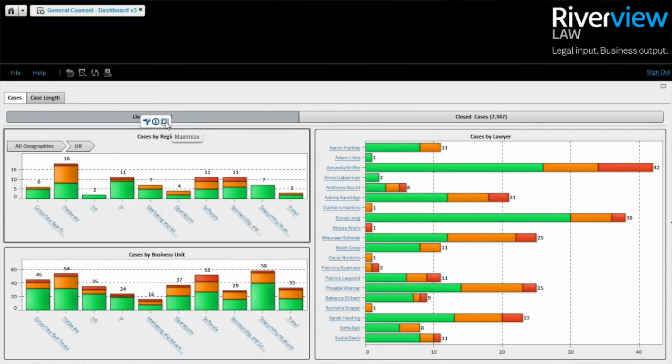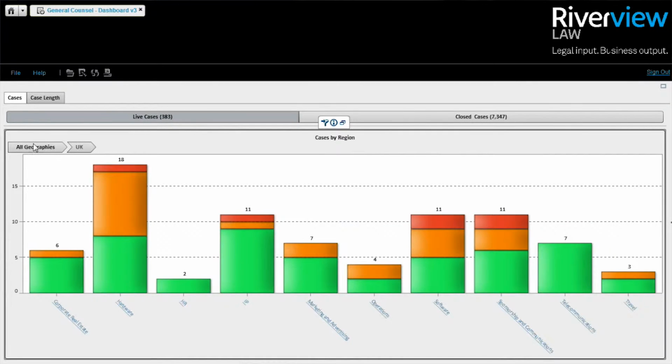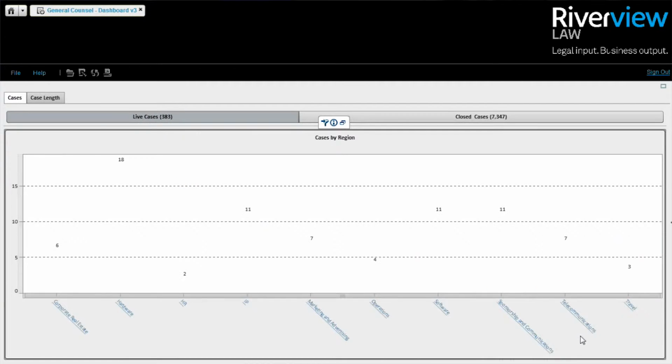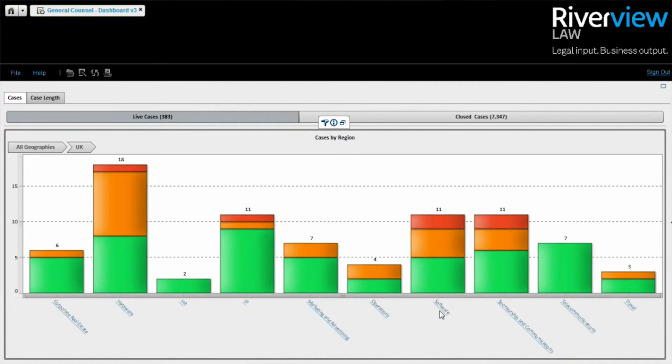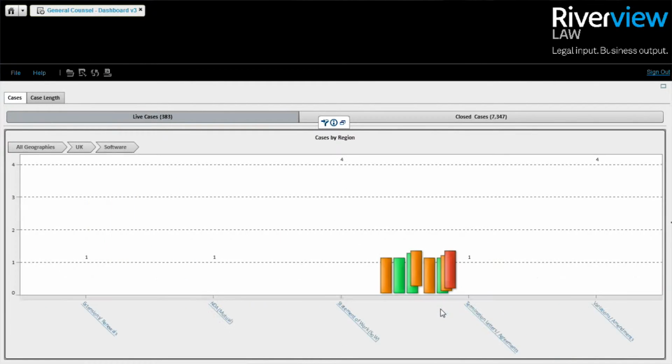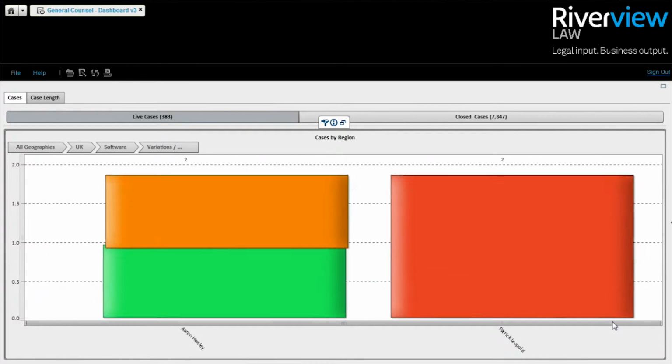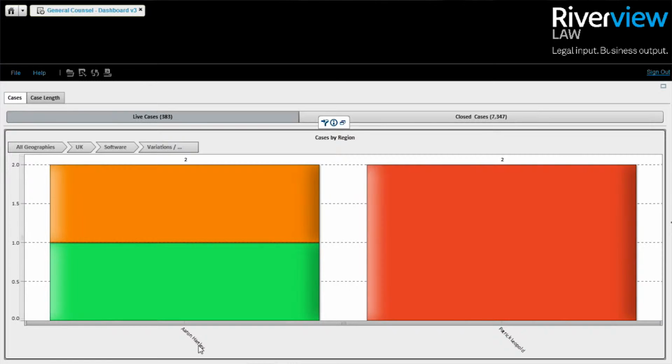So from this part of the dashboard, we can see all of our cases by region type. If I then take a look at the UK, you can drill down and see where our instructions have come from by business unit. From there, you can then look at the different document types that have come from that business unit, and from there, straight down to see which of our lawyers are dealing with which matters.